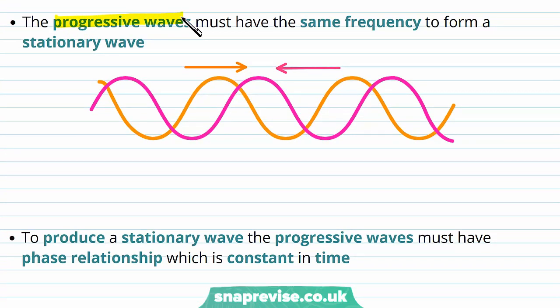The progressive waves must have the same frequency to form a stationary wave. So the frequency of this first wave, which we're going to call F1, must be equal to the frequency of the second wave, which we're going to call F2. Both these frequencies are equal to a certain value f. Otherwise, we can't set up a stationary wave. The two progressive waves must have the same frequency.